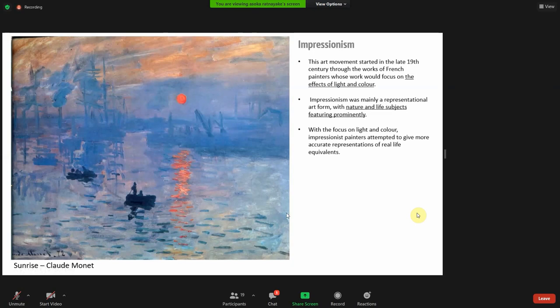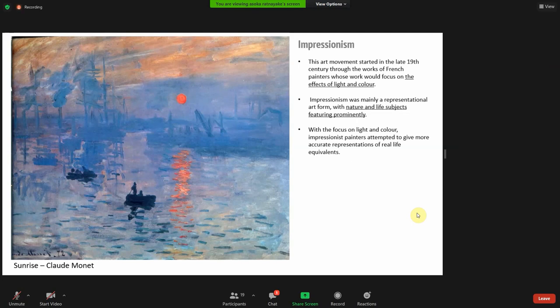This painting, Sunrise by Claude Monet. Claude Monet, remember that name? Claude Monet was the pioneer artist in Impressionism. This art movement started in the late 19th century through the works of French painters. They were more focused on the effect of light and color, and it was mainly representational art with nature and light subjects featuring prominently. With the focus on light and color, Impressionist painters attempted to give more accurate representations of real life.